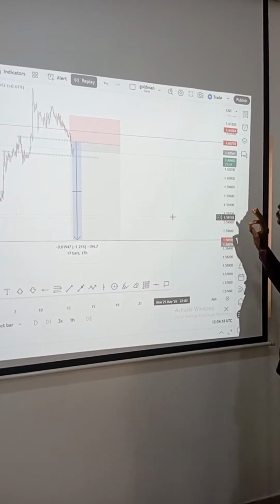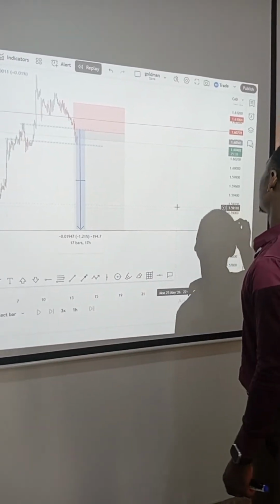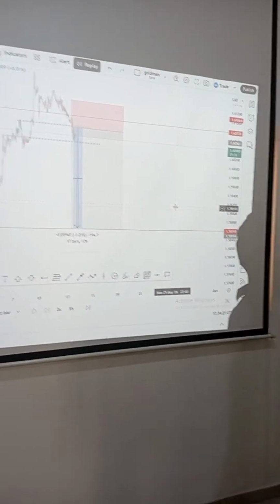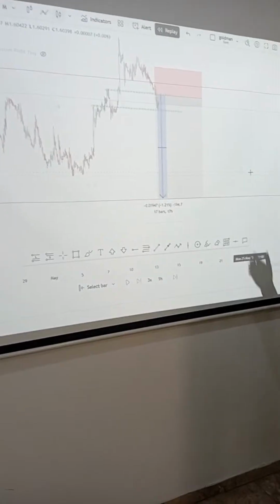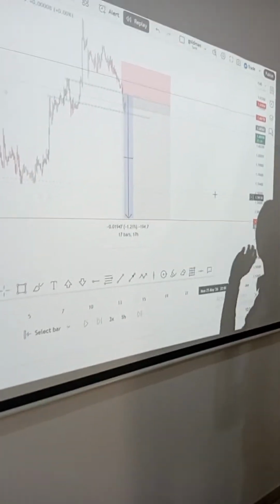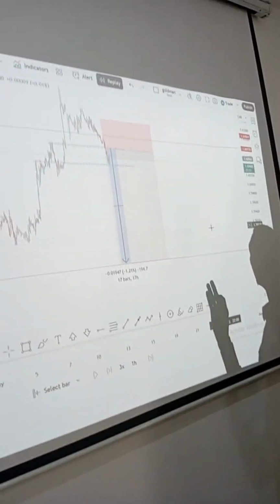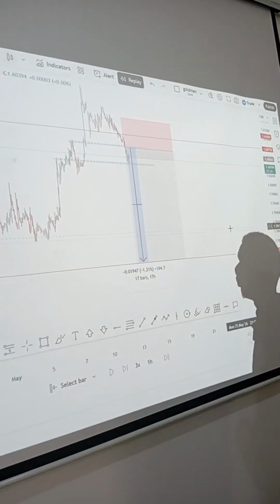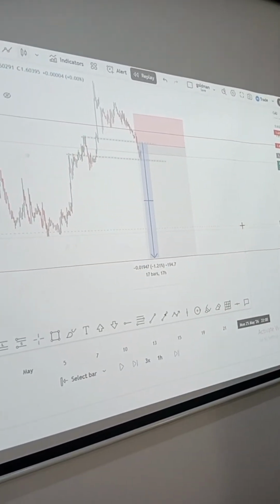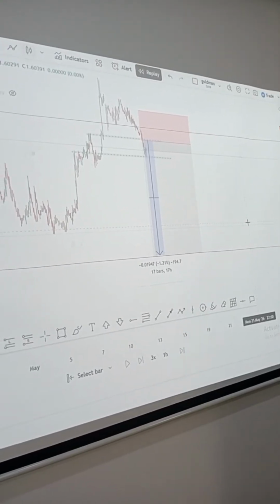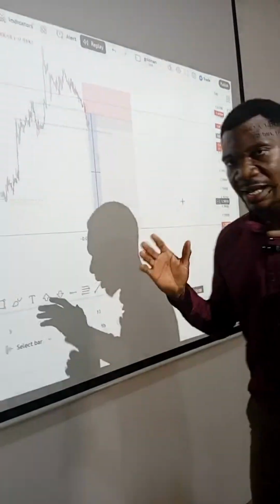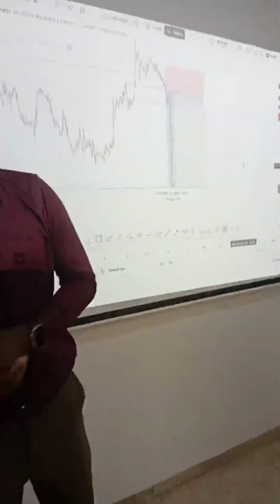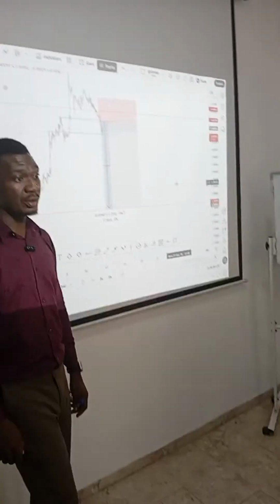I'll say that again. Entry price 1.60561. Stop loss 1.61064. Take profit 1.58599. Are we on the same page?